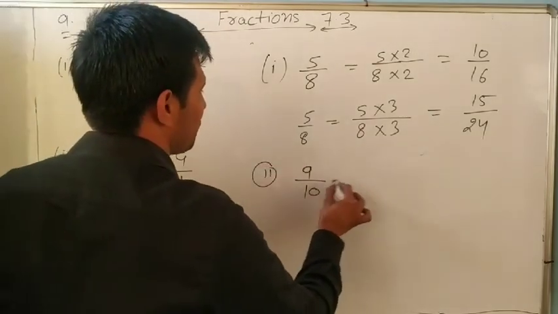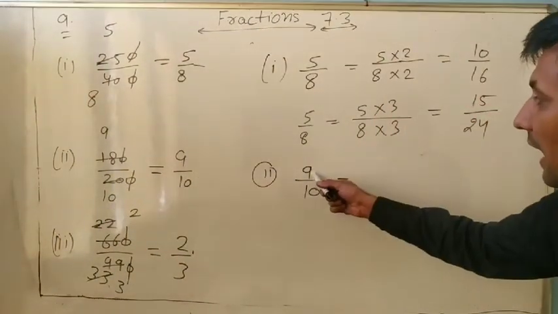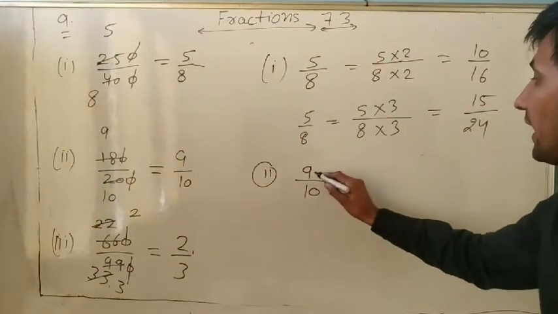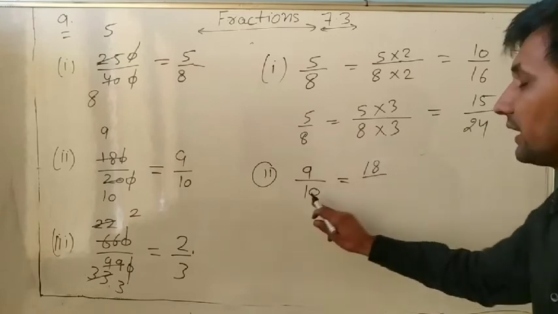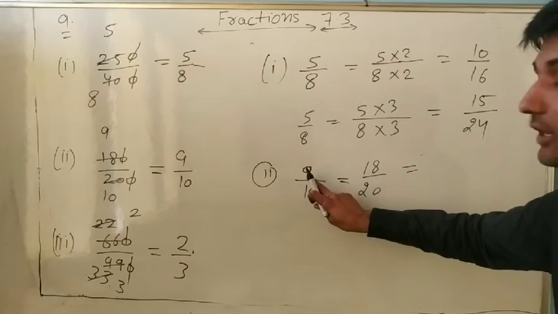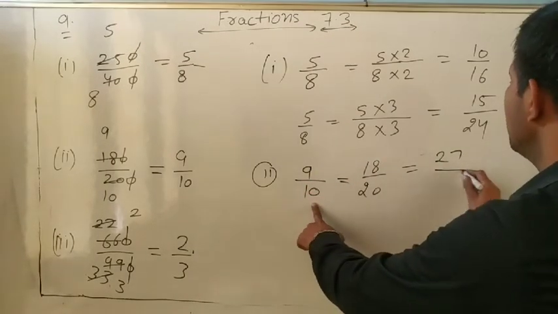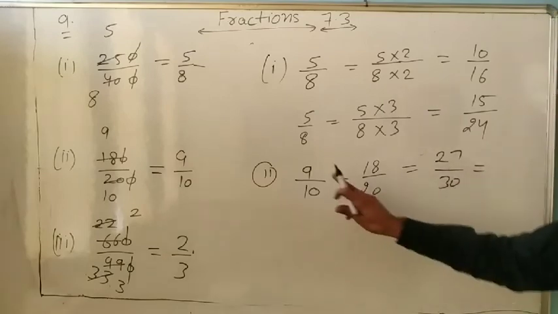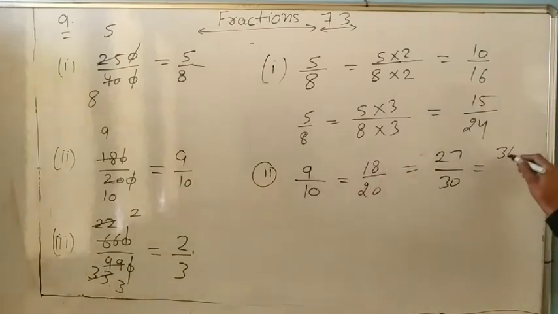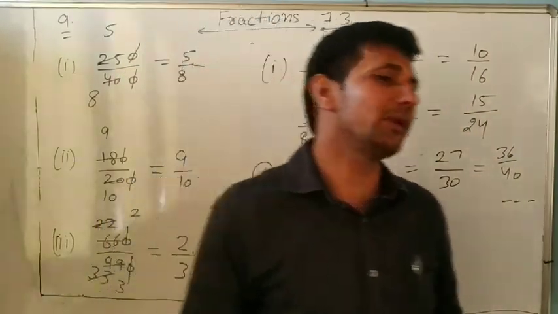Okay. Same as it is, second, 9 by 10, how will you find? I am writing direct. Okay. You will write yourself. We multiply the numerator by 2. 9 into 2, 18. 10 into 2, 20. Same as it is. Now we will multiply by 3. 9 into 3, 27. 10 into 3, 30. Same as it is. 9 into 4, 36. So like this one, how many equivalent fractions can we find? Infinite. Many equivalent fractions we can find.